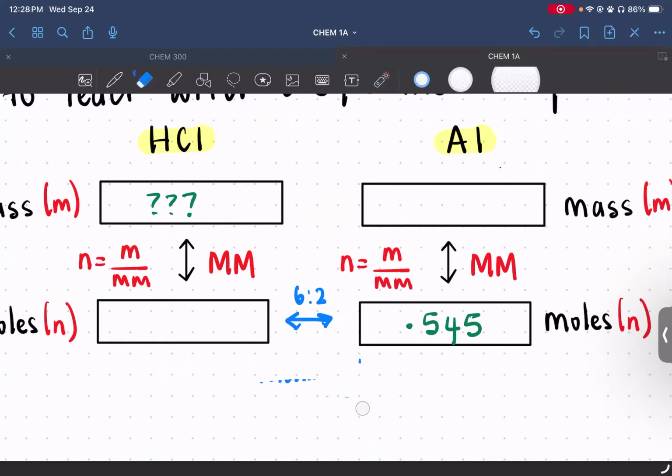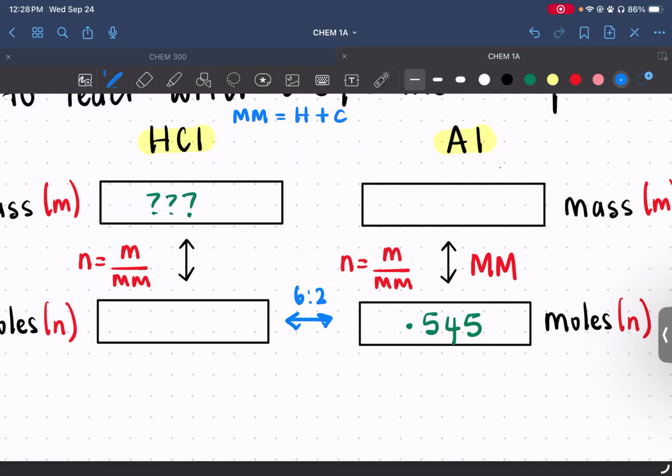We have the stoichiometry. All that's left is the molar mass. To get the molar mass of HCl, we simply add the molar masses of hydrogen and chlorine. In total, this is approximately 37.5 grams. So we'll write that number in, 37.5 grams.